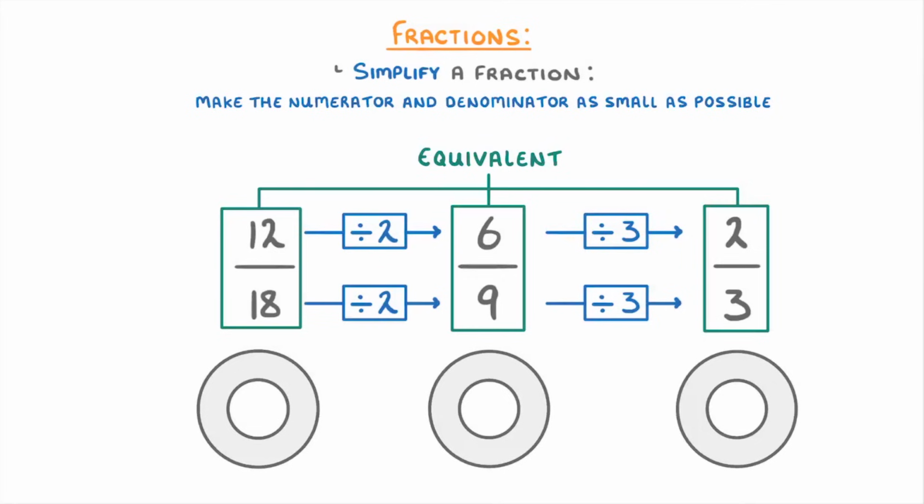12/18 means that our ring has been split into 18 sections, and we only have 12 of them. 6/9 means that the ring is split into 9 sections, and we have 6 of them. And 2/3 means that it's been split into 3 sections, and we have 2 of them. As you can see, even though each ring has been split into a different number of sections, exactly the same amount of each ring has been shaded. And this is what we mean when we say that they're all equivalent.